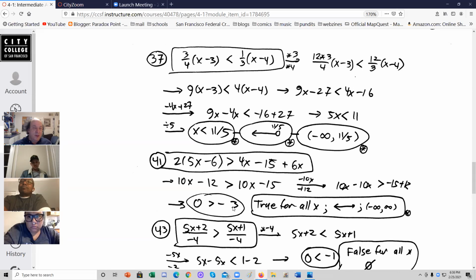This is the equivalent of a singular system when we're doing equalities. Here we look at it. Is 0 greater than negative 3? Yes or no?